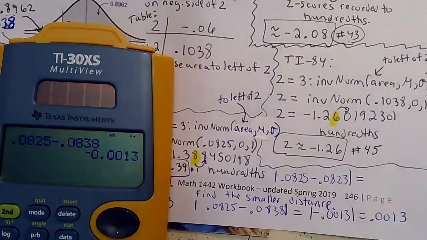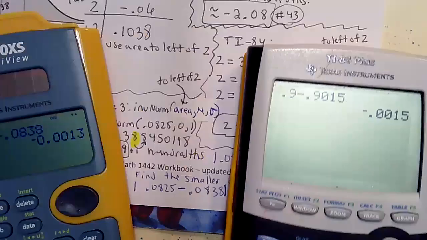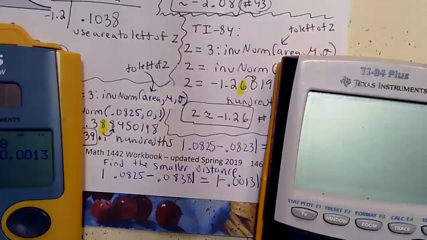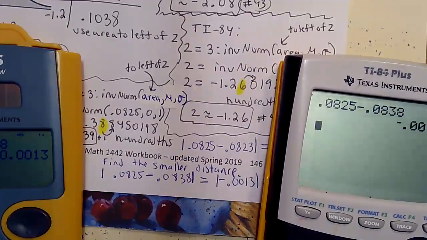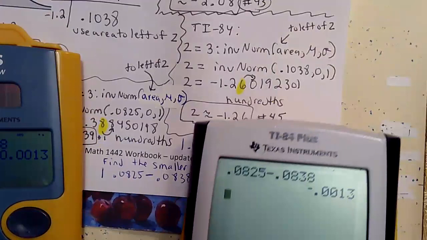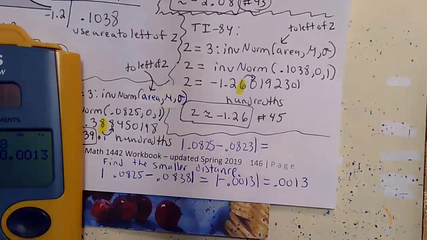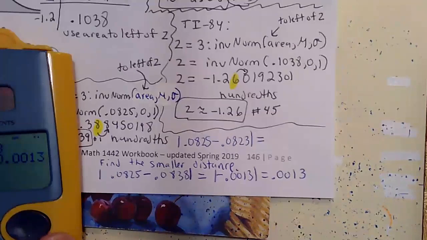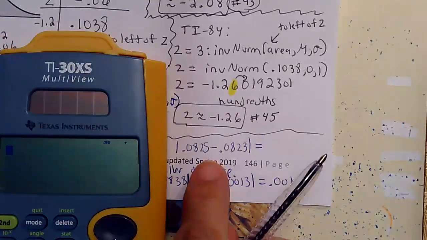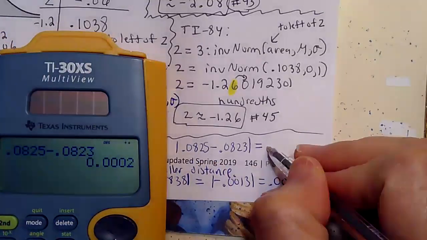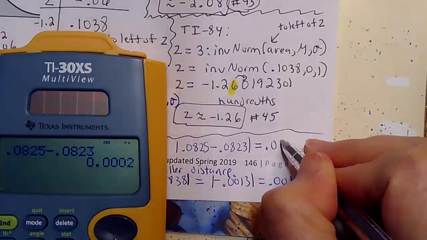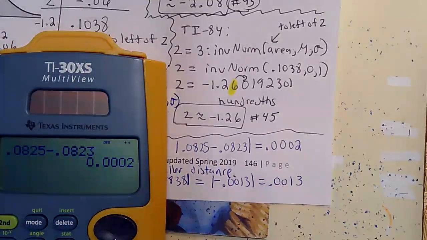Now if I do it on the graphing calculator, 0.0825 minus 0.0838. Okay, that gave us the negative, and then we took the absolute value. So sometimes it's the same. It doesn't always give you a scientific value. Okay, this one is now 0.0825 minus 0.0823, which is 0.0002. Let me do that on this calculator here.